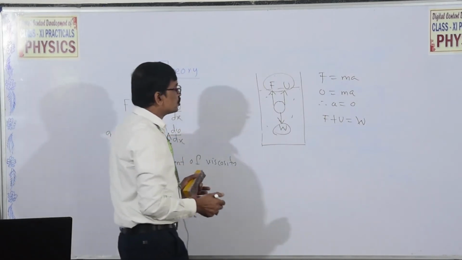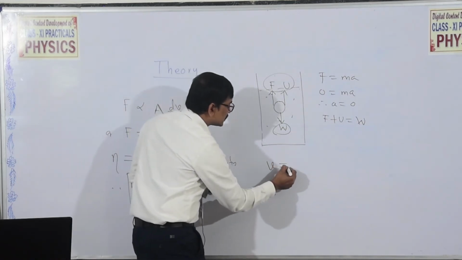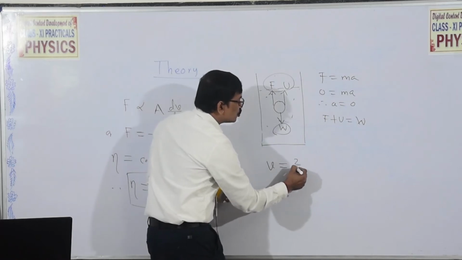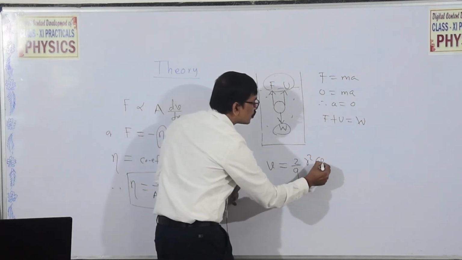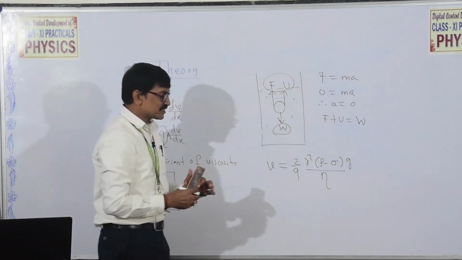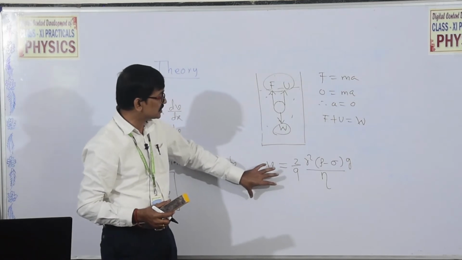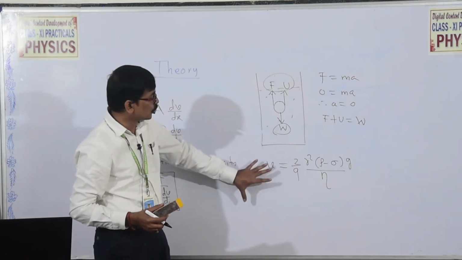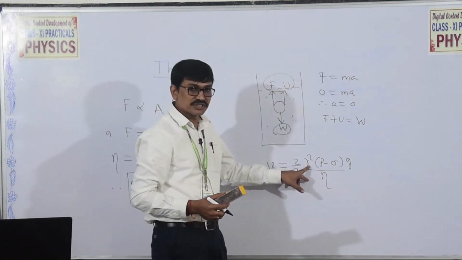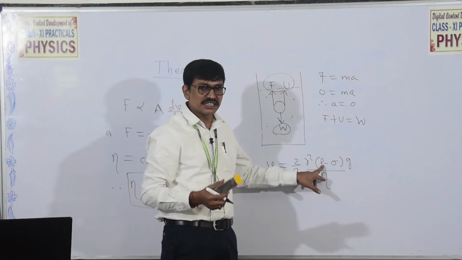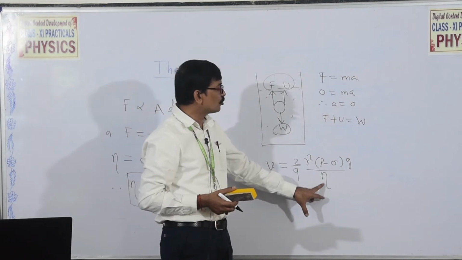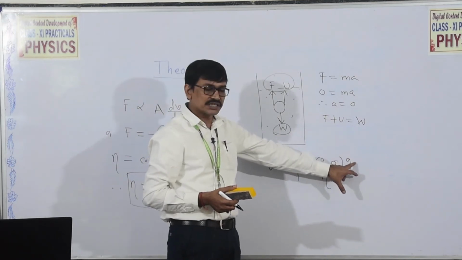And particularly, we have to use this formula for terminal velocity: v equal to 2 by 9 r square into (rho minus sigma) into g divided by eta. This is the expression for terminal velocity, or the working formula. Here 2 by 9, where r is the radius of the spherical body, rho is the density of the spherical body, sigma is the density of the liquid, eta is the coefficient of viscosity of the liquid, and g is the acceleration due to gravity.